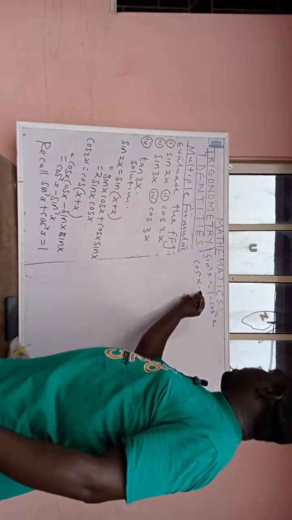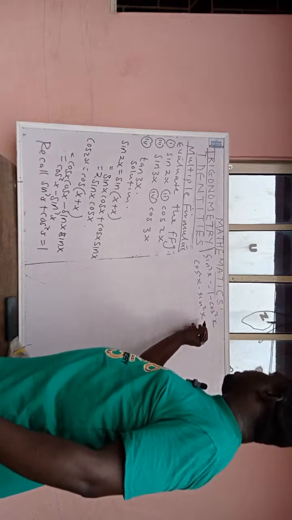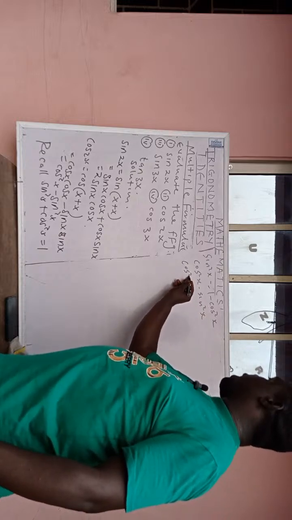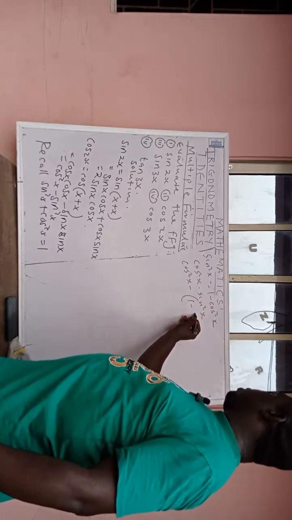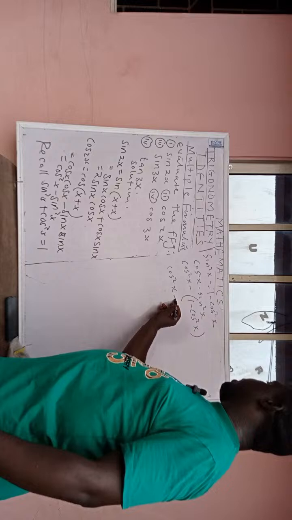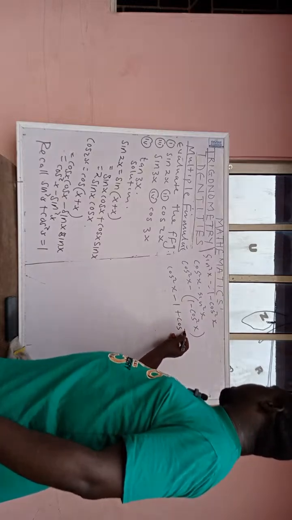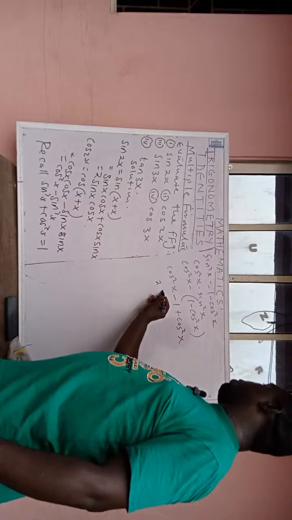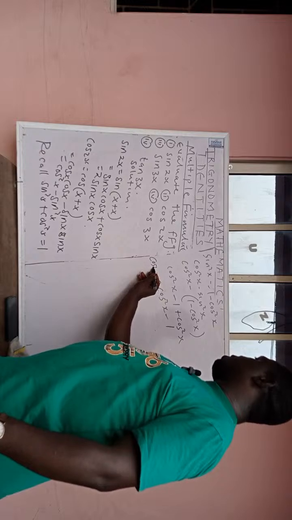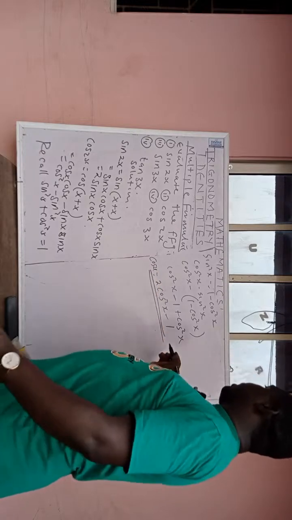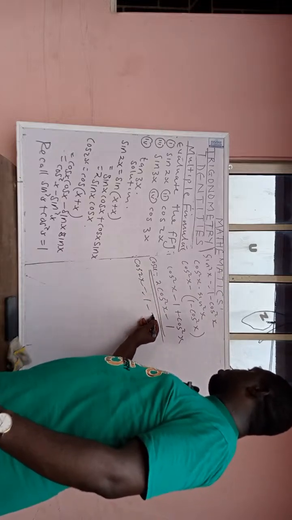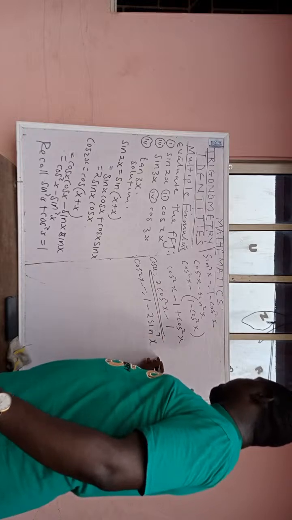So if you have sine square x to be 1 minus cos square x, it means that in cos square x minus sine square x, what will happen? Look at it now. In place of this, put this. So you have cos square x minus bracket 1 minus cos square x. Add these two together, you have 2 cos square x minus 1. That gives you cos 2x. If you do it the other way around, cos 2x will give you 1 minus 2 sine square x.